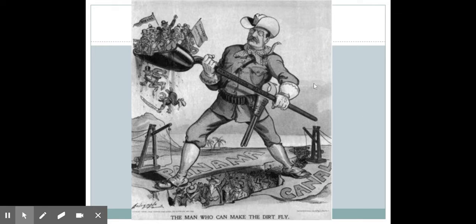So, another fun picture of TR, this time in his clothes from his Rough Rider days. But you can see that he has this huge shovel and he is literally digging a canal. And we've talked about him as a progressive, but he also believed that the United States had now reached a point where it should be claiming a bigger role on the great world stage. And part of that will involve the US building a Panama Canal.